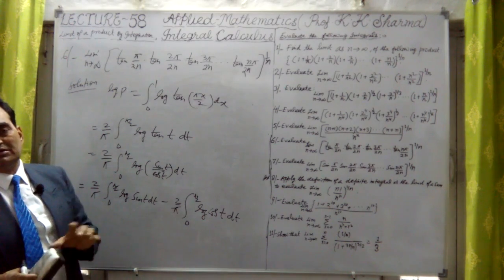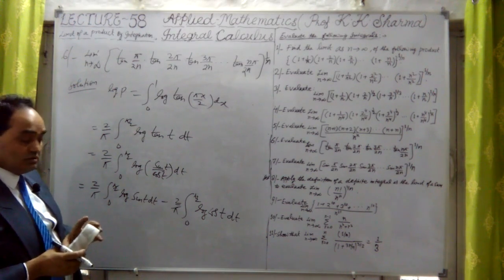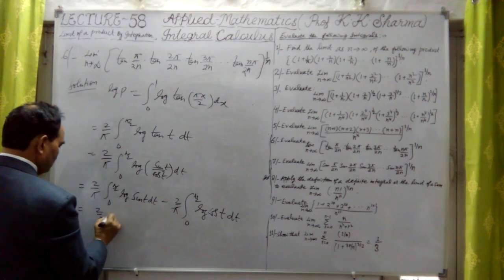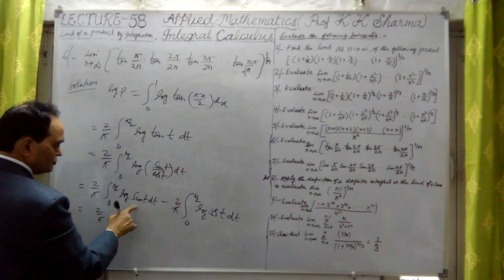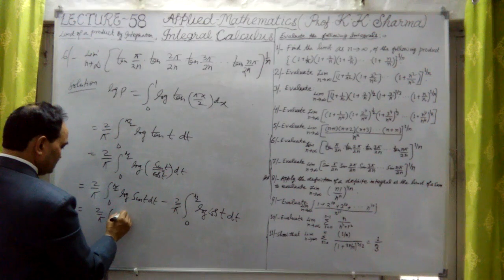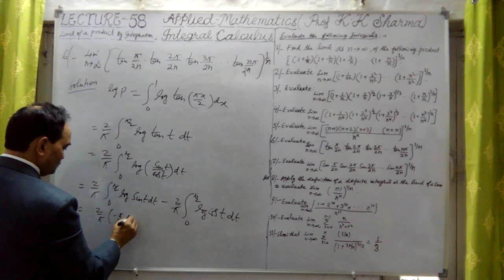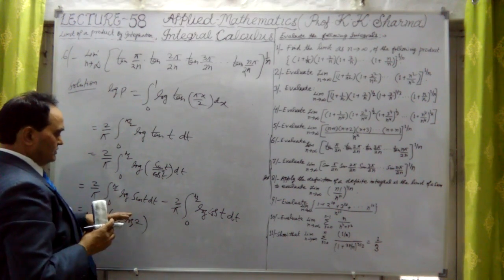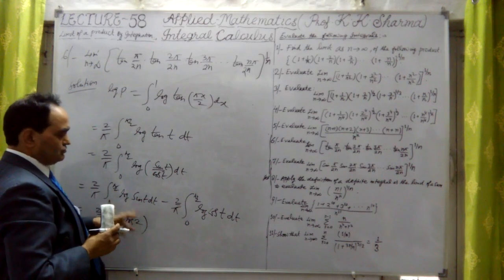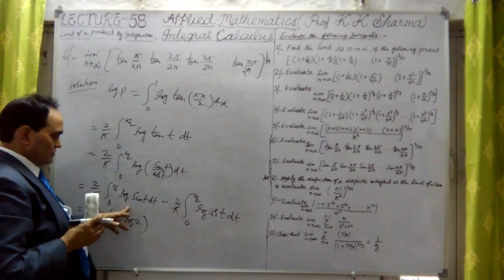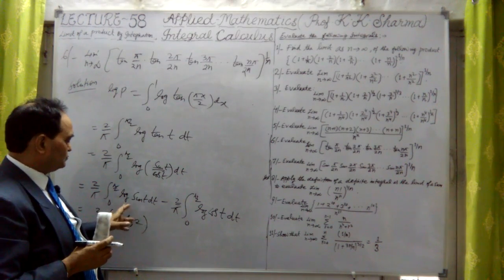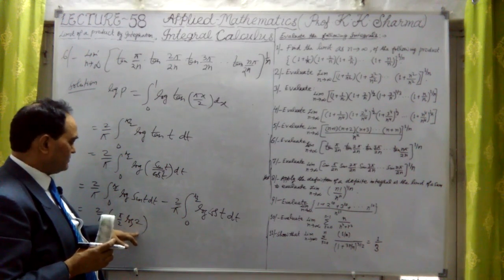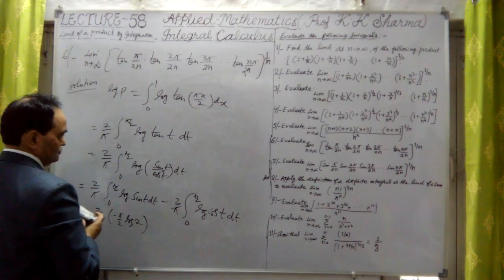Now what is the value of log sin t dt? This is nothing but minus pi upon 2 log 2. The value of the integral from 0 to pi by 2 of log sin t dt is nothing but minus pi upon 2 into log 2. This is the value we have calculated, or we can calculate this value separately, and we will substitute it as 2 upon pi into the value, minus pi by 2 log 2.